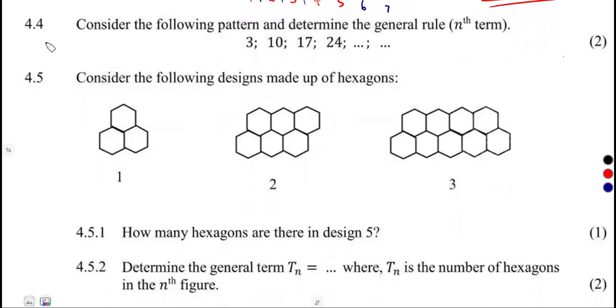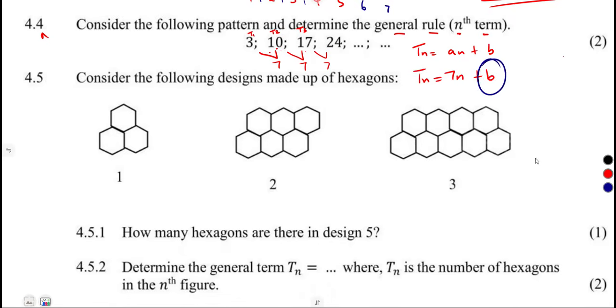Every pattern, just consider, like 4.4, consider the following pattern, determine the general rule, the nth term. Consider, do you have a constant ratio or a constant difference? Start with the constant difference, all right? So let's start with the difference. This is our T1, our T2, our T3. 10 minus 3, a 7. 17 minus 10, a 7. This one, a 7 again. So we can see that this is a linear pattern where our Tn is given as an plus b, where a is the difference. We've got a difference of 7. So that's 7n plus b.